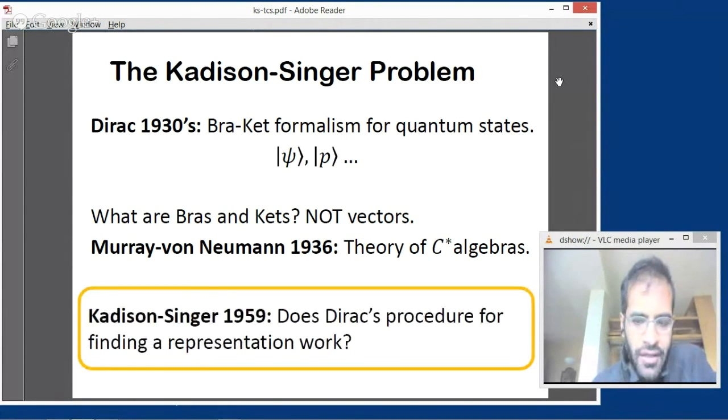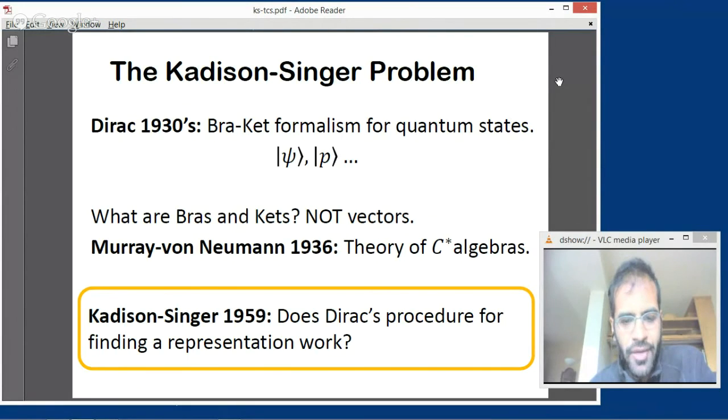And what Cadison and Singer asked in 1959 is, within this more general framework of C-star algebras, does Dirac's procedure for finding a representation work? So is it possible to diagonalize commuting operators in this C-star algebra setting? Okay.